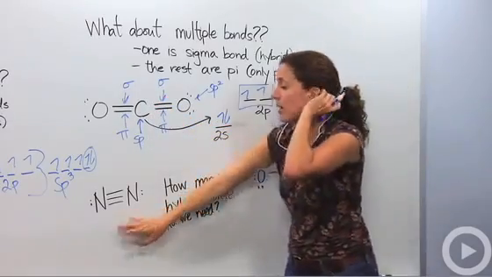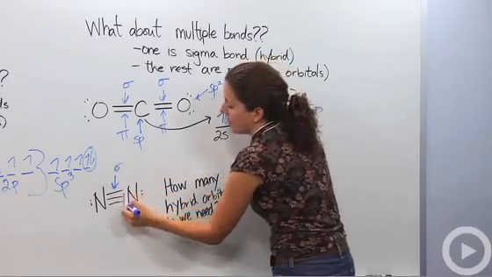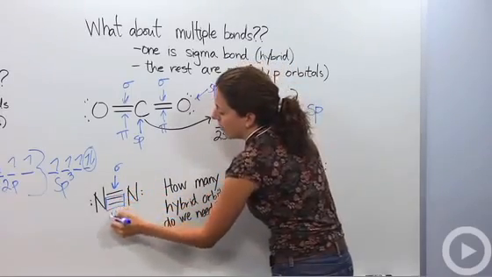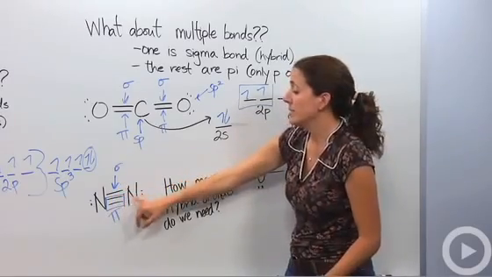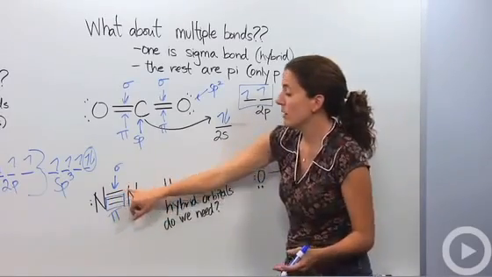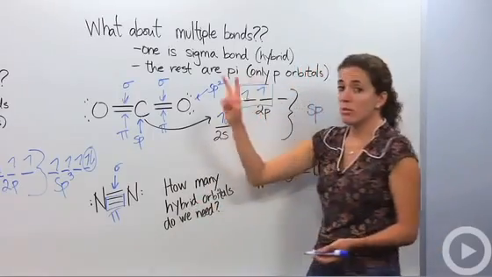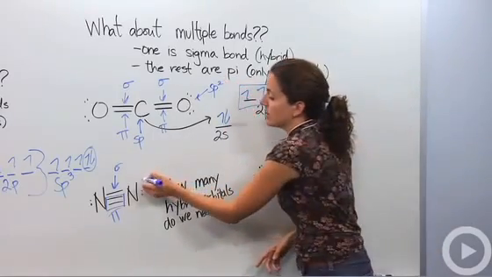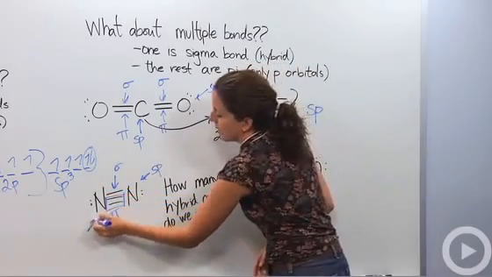So let's look at a triple bond. In a triple bond, one is sigma, don't forget. So we're going to say this is sigma, and these two are pi. So these two are just p, and we're going to ignore them. And this nitrogen needs two hybridized orbitals, one for the lone pair and one for the sigma. So we need two, one from s and one from p. So we're going to call this sp. This also is just sp.